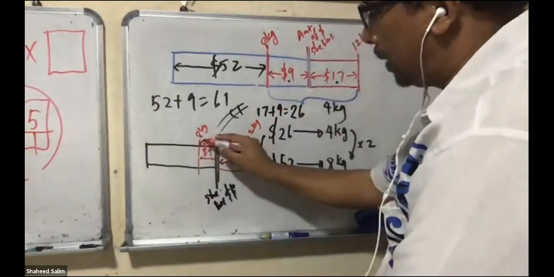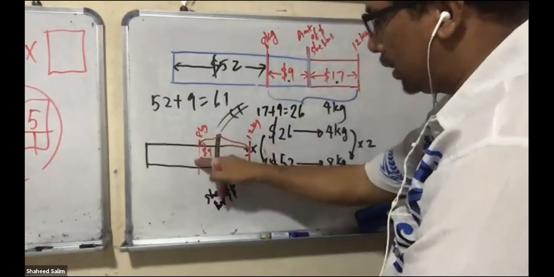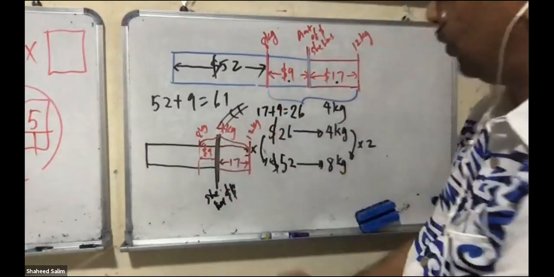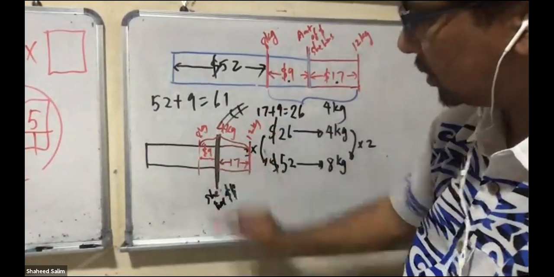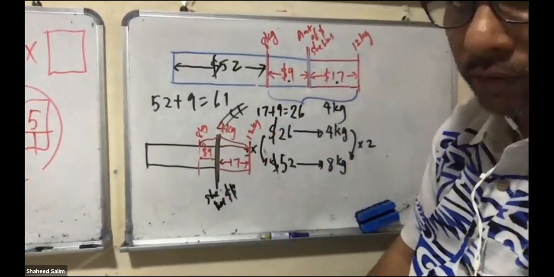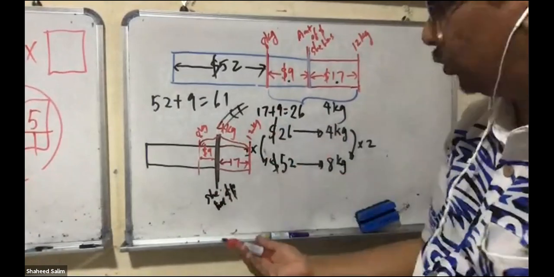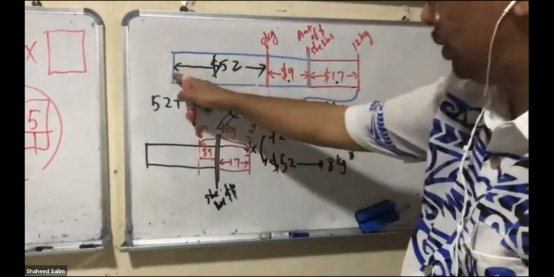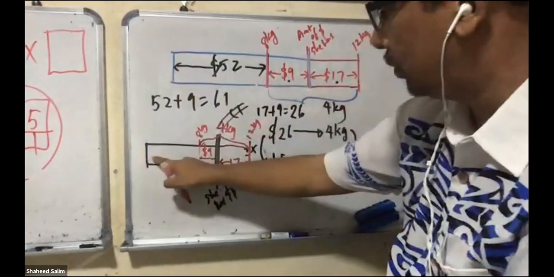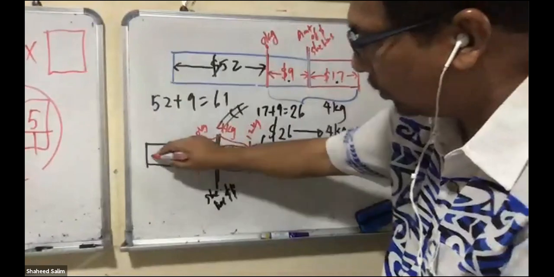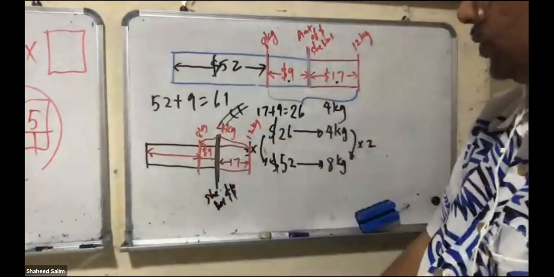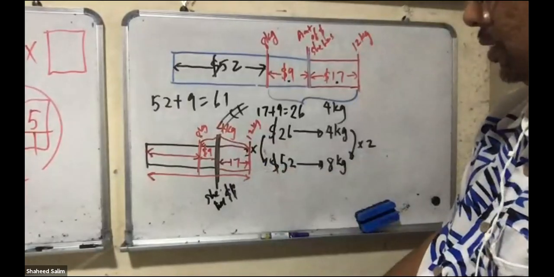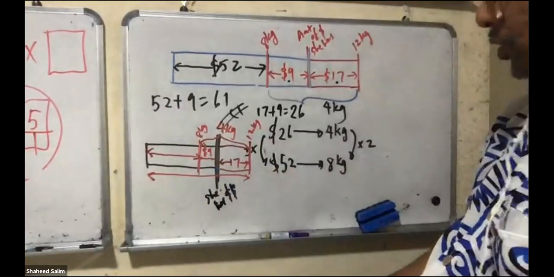So this part here, 8 kg plus 4 kg equals 12 kg. So this is 4 kg. And 4 kg is equal to 17 plus 9, which equals 26. Then you can find 1 kg if you want to, up to you. Or if we want to find 8 kg, we find how much this is. From here to here, this is 8 kg. From here to here, this is 12 kg. So in between here is 4 kg.